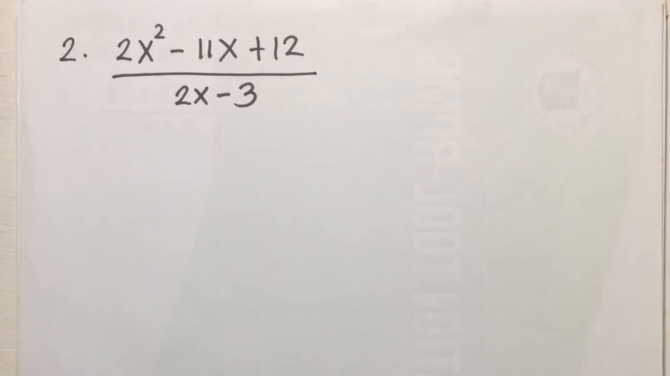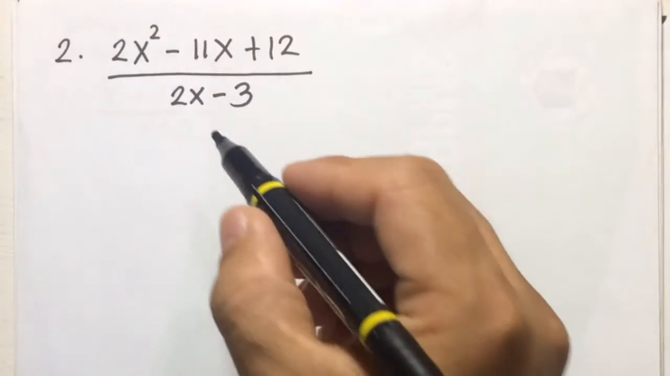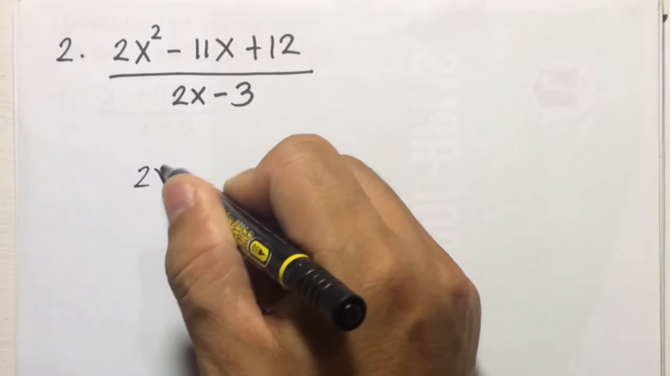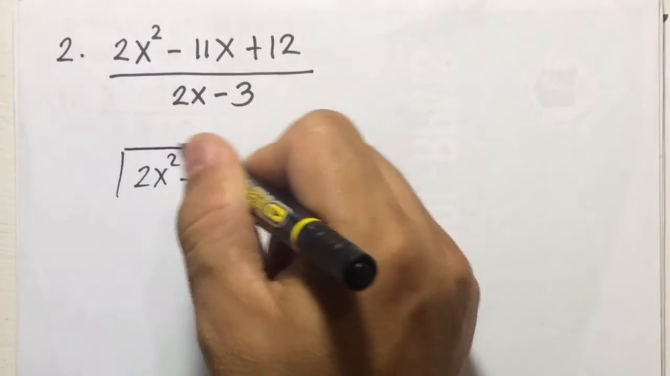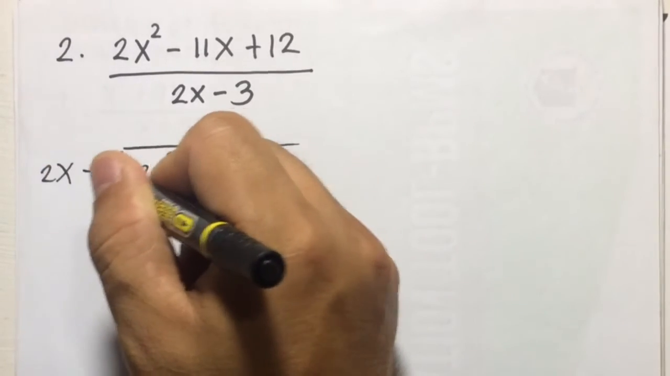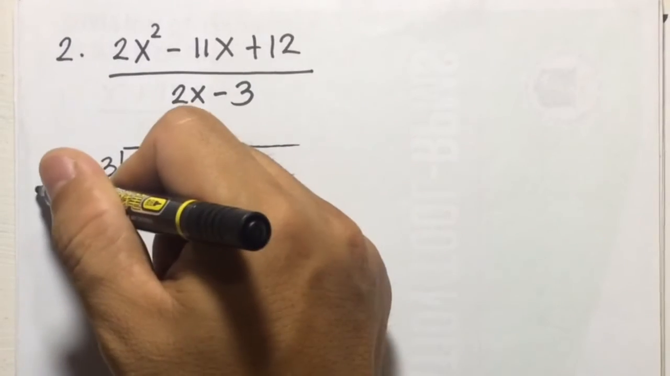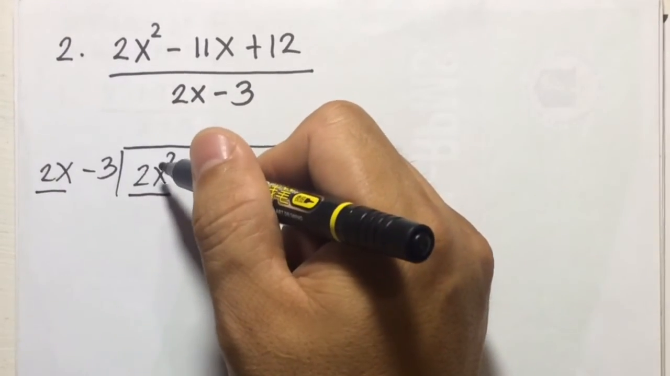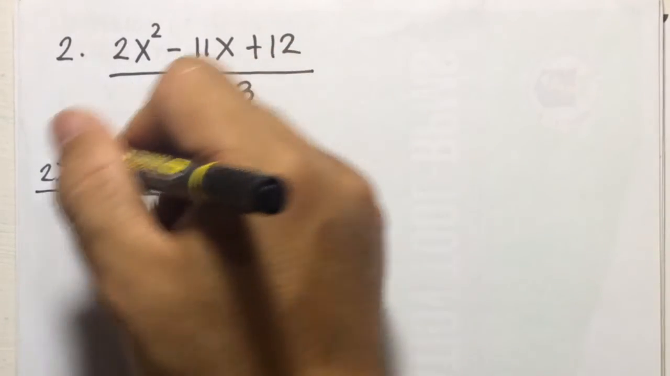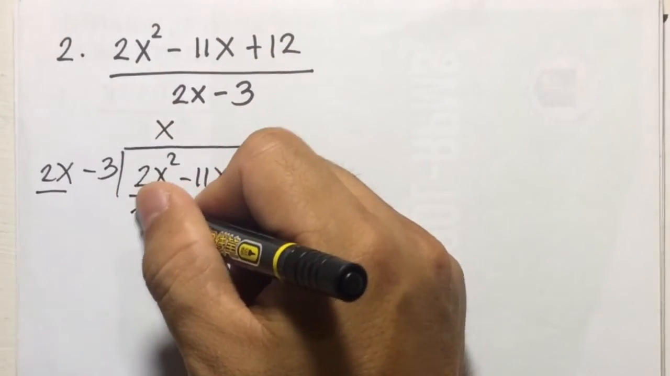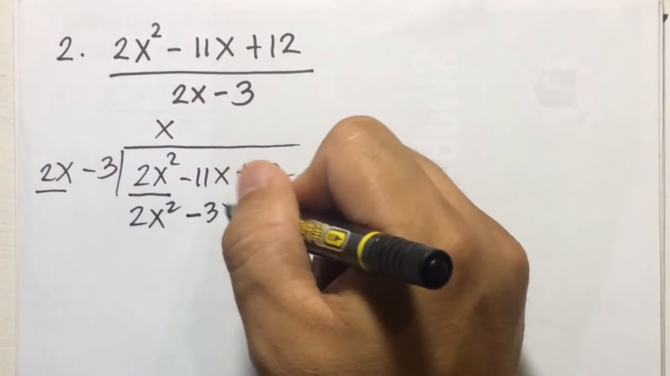Example number 2. 2x squared minus 11x plus 12 divided by 2x minus 3. So we're going to write here 2x squared minus 11x plus 12 divided by 2x minus 3. So the same, first term of the polynomial divided by first term of the binomial. So 2x squared divided by 2x, that will be x. Then multiply, it will be x times 2x is 2x squared. Then x times negative 3 is negative 3x.